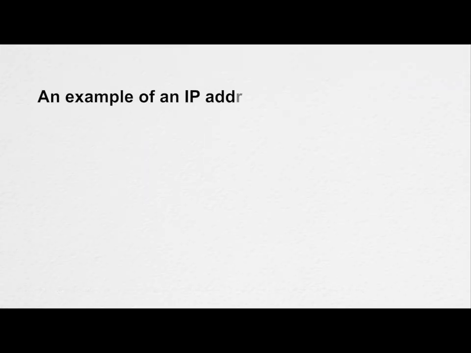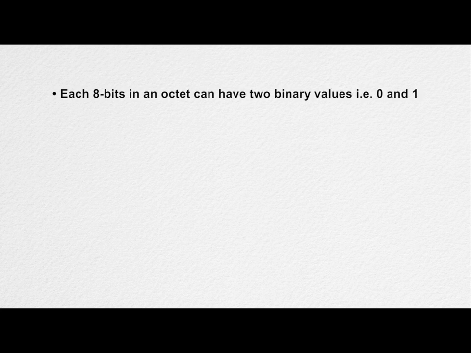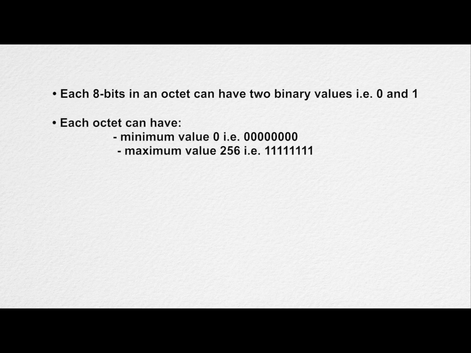An IP address is a 32-bit binary number which is divided into 4 octets, and each octet consists of 8 binary digits, and these octets are separated by a dot. Each bit in the octet can have 2 binary values, that is 0 and 1. Therefore, each octet can have minimum value of 0, that is 8 zeros, to maximum value 256, that is all 1s. And in total, we have 2 raised to power 8, that is 256 different combinations.